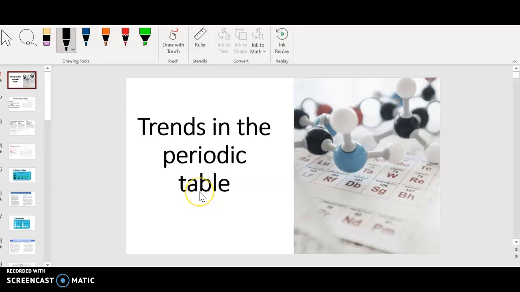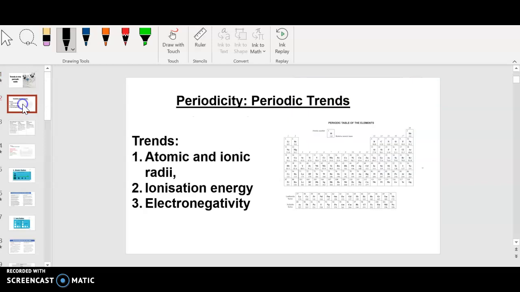In this video, we'll look at trends in the periodic table. And trend just means patterns that you observe as you go across a period or down a group. There are three trends that you are expected to know for Chem 3.4. The first one is atomic and ionic radius or radii. Ionization energy and electronegativity is the third trend.